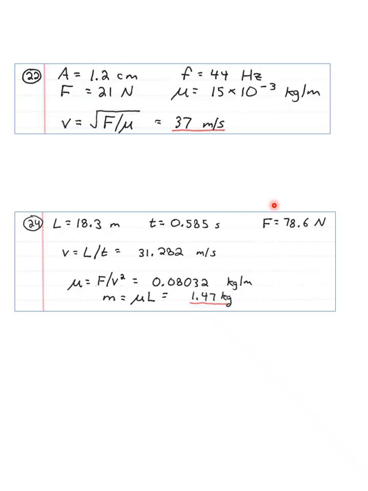So we know these equations involve speed, so let's get speed. Speed is the length divided by time, 31.282 meters per second. And we know from the formula, if you look up at number 22, speed is square root of tension force divided by mu. So solve that for mu, and you get mu is tension force divided by v squared. And when you plug in the tension force and the v, 0.08032 kilograms per meter. And now the question wants to know, what is the mass? Mass is linear density times length, and you should get 1.47 kilograms.